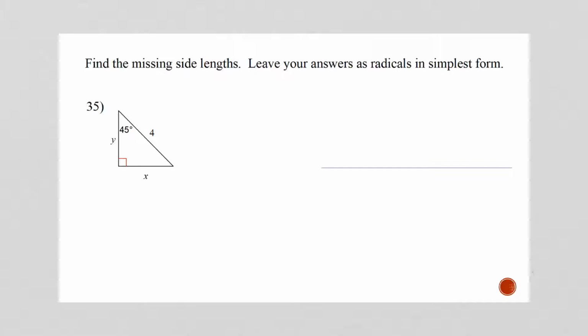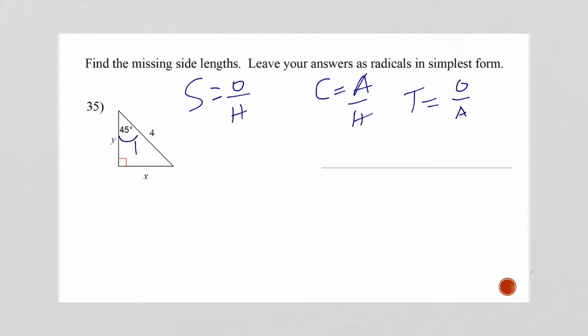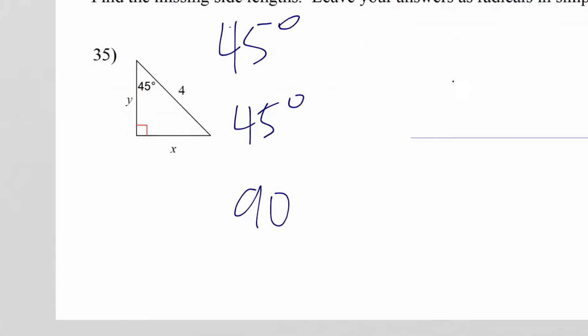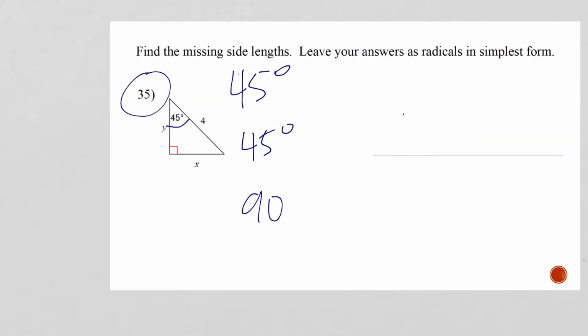Question 35 is similar to question 34. So you have to determine if you're going to use sine, cosine, or tangent. Oh no, I lied. You don't have to use sine, cosine, tangent. You can, but because this is a 45, 45, 90, you don't have to use trig. So I'm going to use a 45, 45, 90 shortcut. I just noticed this is a 45 degree angle.